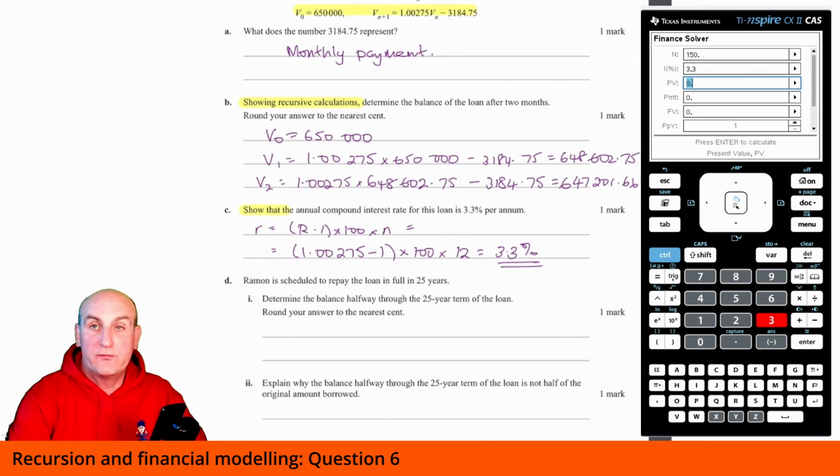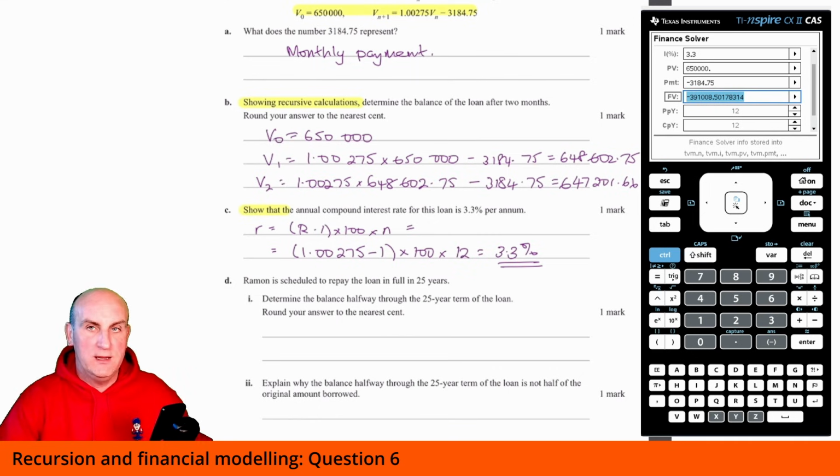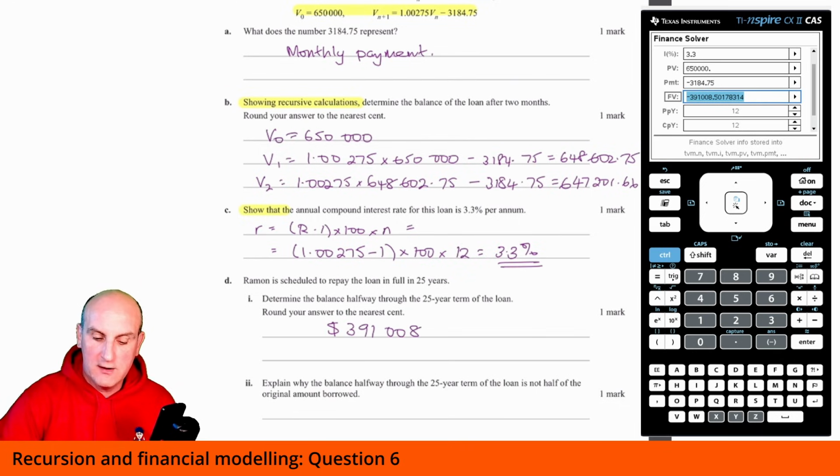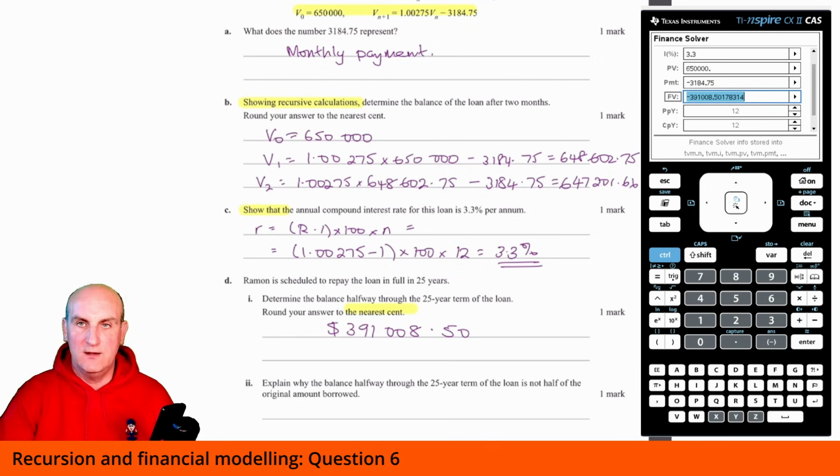His interest rate was 3.3. Principal value was a loan, so he was given 650,000. Payment, we know, is minus because he's making that 3184.75. Future value, PPY and CPY. So if I now do future value there, it should be 391,008.50. And again, always make sure that it says to the nearest cent. Sometimes I've seen them say to the nearest dollar, and it's tripped people up. But again, nice, relatively easy Financial Solver.